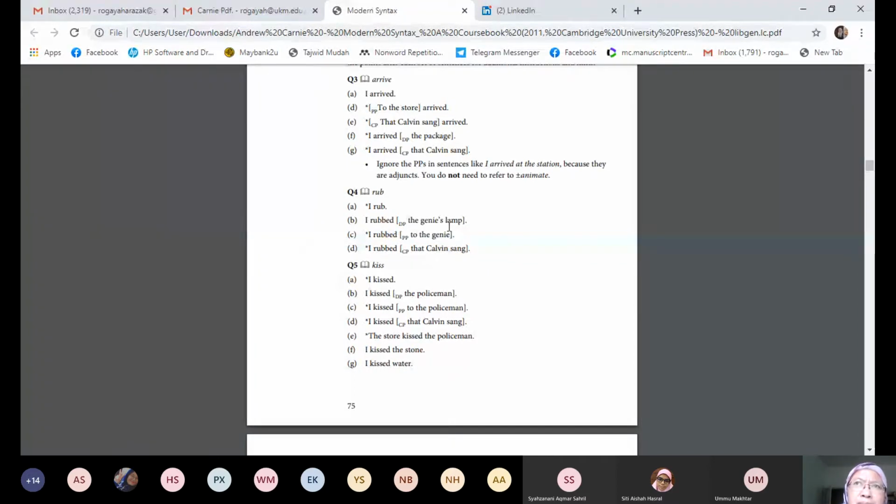That means if I say I rub, the meaning is incomplete. I must say I rub something. So I rub the lamp. So A shows that it is ungrammatical. Okay, then C, I rub to the genie. I rub to the genie is ungrammatical, meaning that you cannot have the prepositional phrase right after the verb. And then D, I rub that Calvin sang. You also cannot have a CP right after the verb.